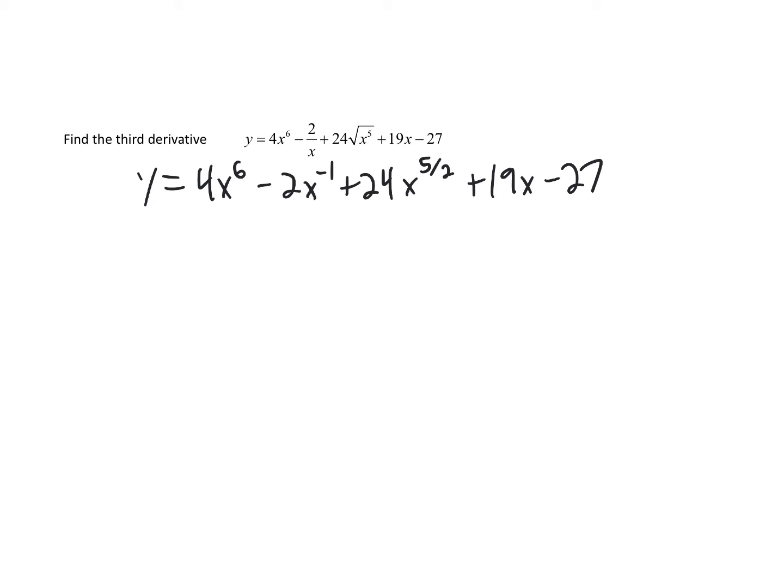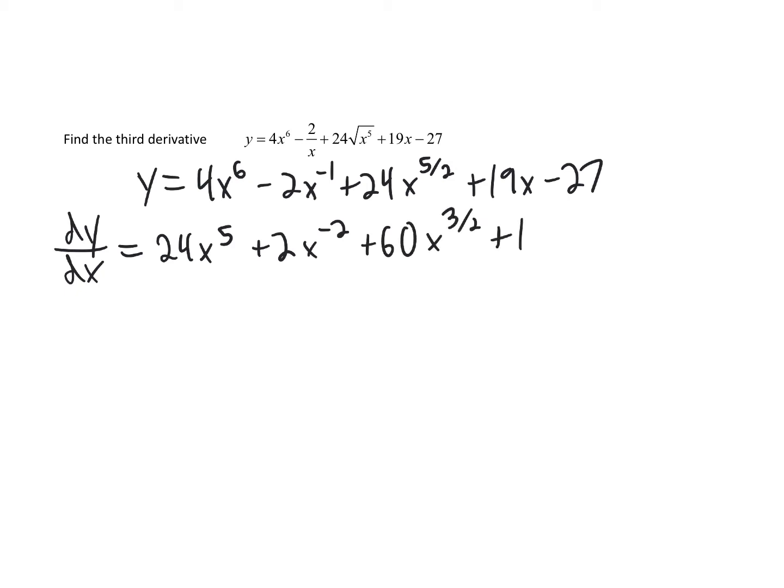so that we don't have any fractions or radicals. Then we can take the derivative. Now the first derivative, you're going to do 4 times 6, which is 24, x to the fifth, negative 2 times negative 1, which is positive 2, x to the negative 2, 24 times 5 halves, which is 60, x to the 3 halves, plus 19.